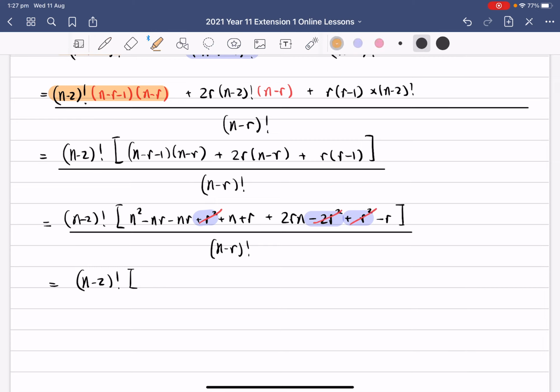Next, let's have a look. That's positive 2rn, that's negative rn, and that's negative rn. So these 3 cancel out. Okay, good. Now we can cancel out positive r with negative r, and that's also cancelled out as well. All right, great. So at the end, we only have n squared plus n left. So n squared is here, and plus n is there.